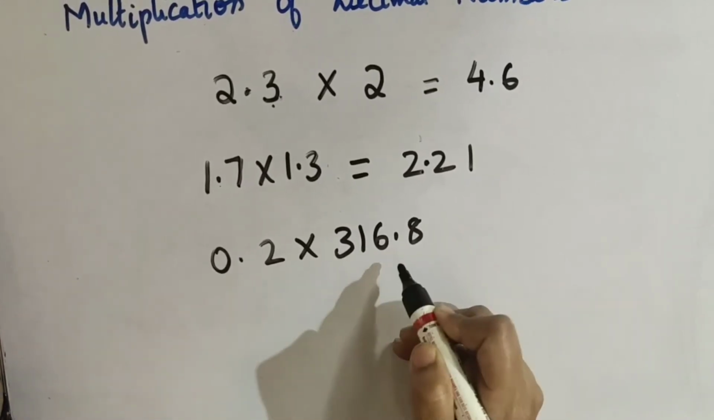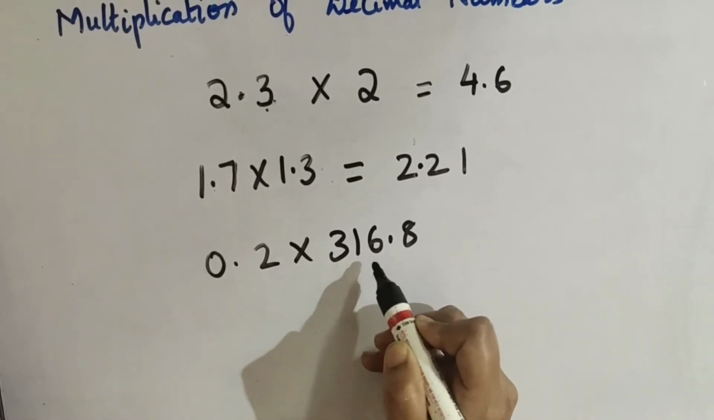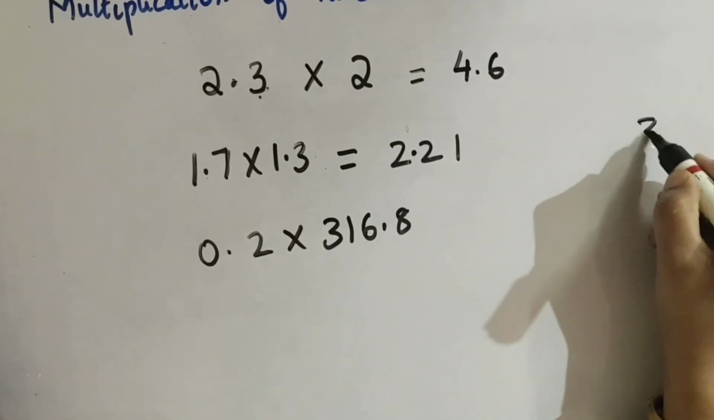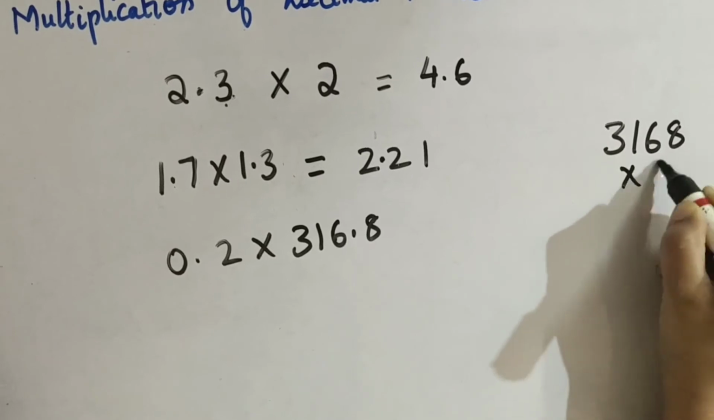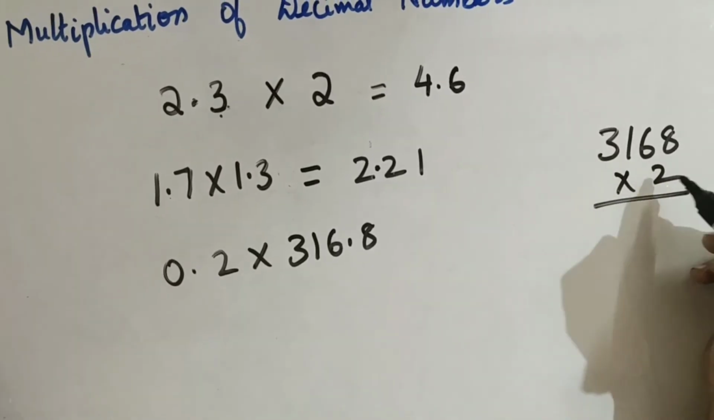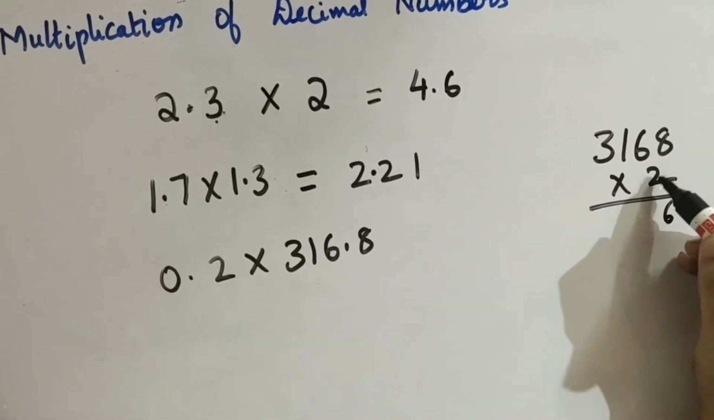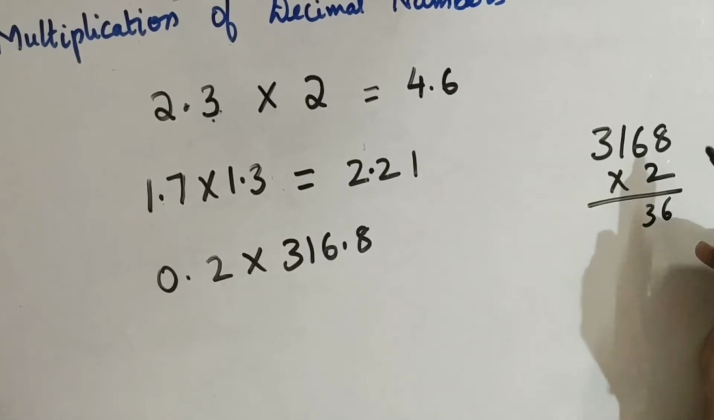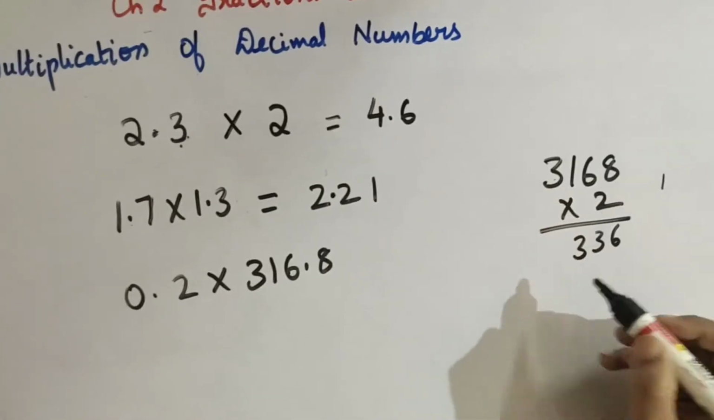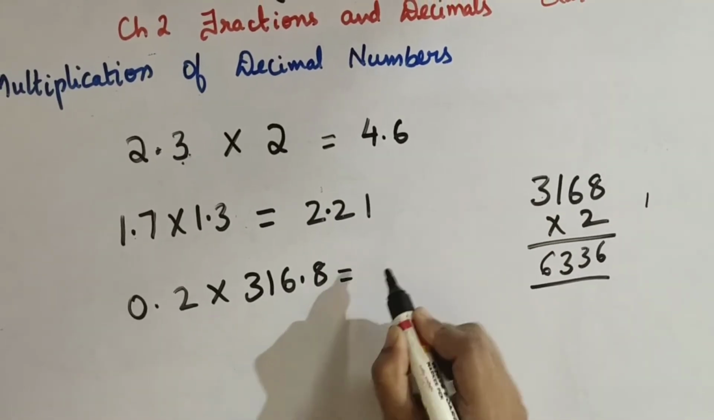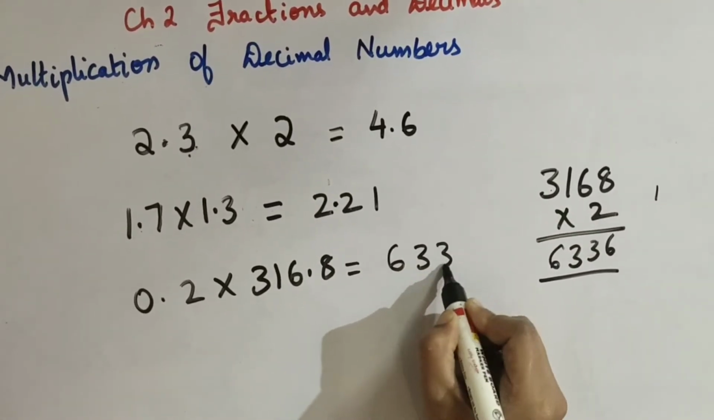So let us check this example, 0.2 into 316.8. We will multiply 3168 with 2 first. Okay, take the normal numbers first. So 2 8s are 16, 1 carry. 2 6s are 12 plus 1, 13. 2 1s are 2 plus 1, 3. And 2 3s are 6. Now write that down here, 6 3 3 6.